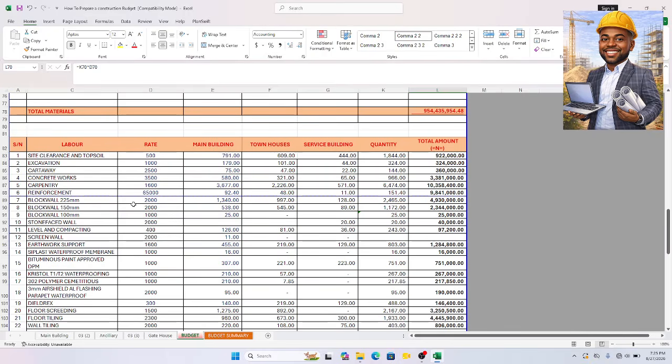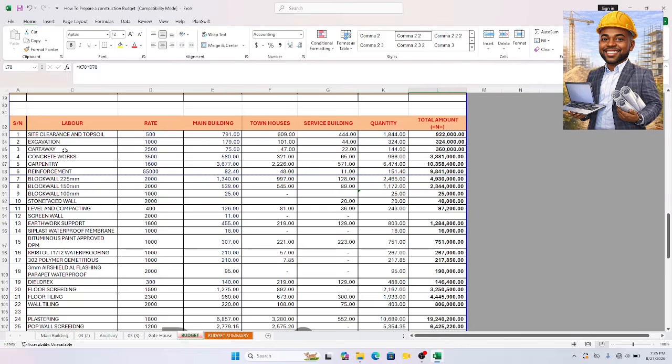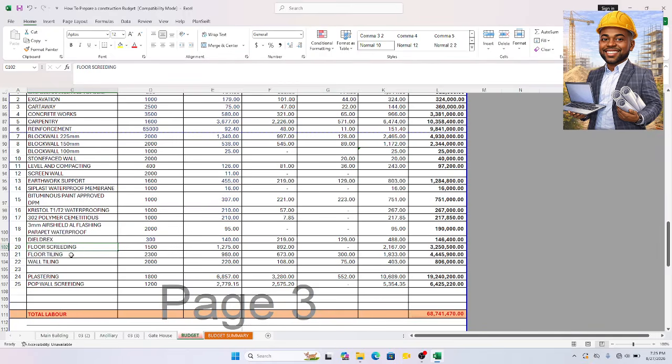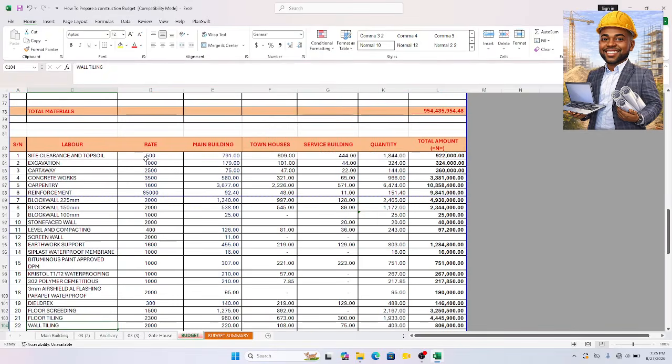So this is the labor part. Site clearance, excavation, cut-away, concrete, carpentry. For every one of them, you have to include the labor part of each and every one of them. The floor tiling, the dell jacks, and everything. So these are the labor items. For the main building, for the townhouse, for the service building, this is the total. And then you know what it is.